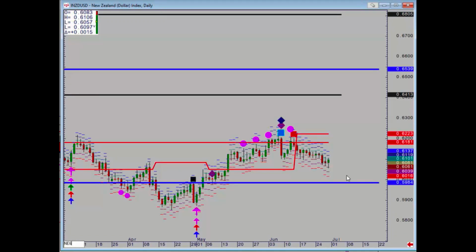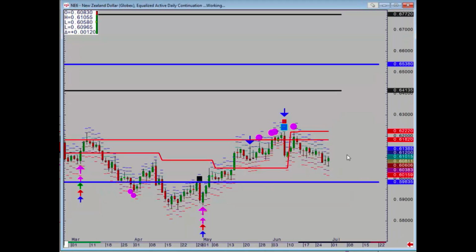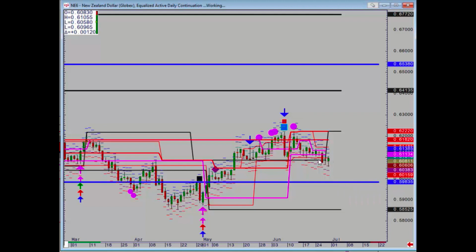Quick look at the futures. Again, a weekly level's disappeared and it's moved to the top, 62.22. So no real support until 59.83.5. Certainly no reason to be long at the moment.